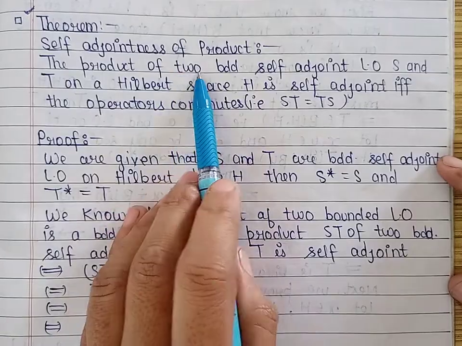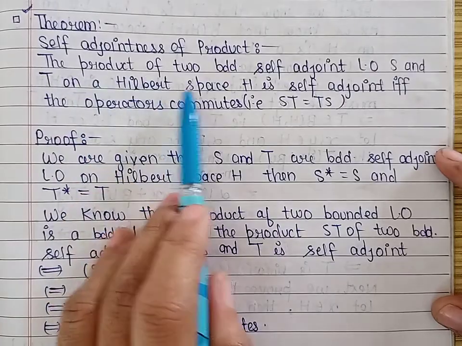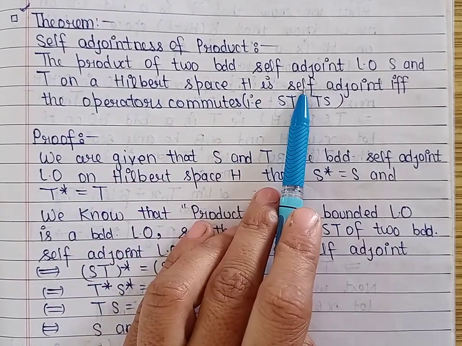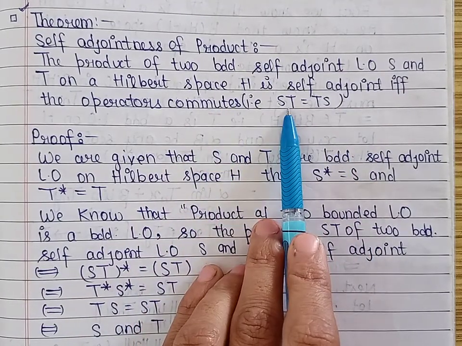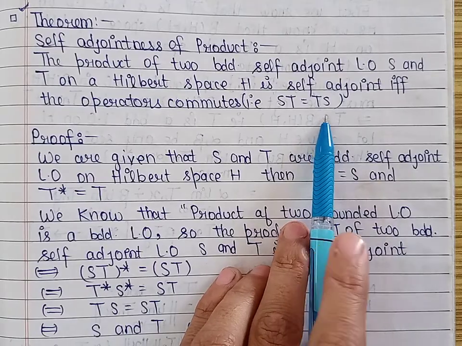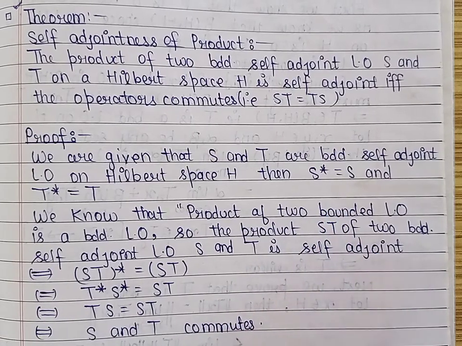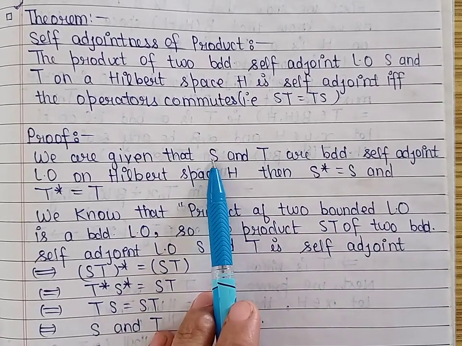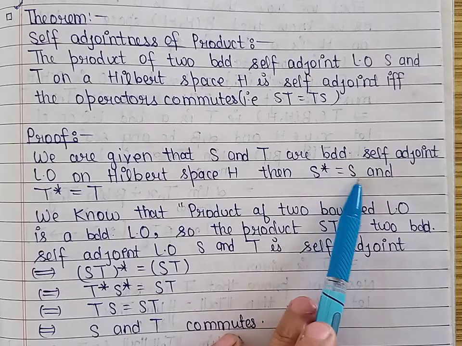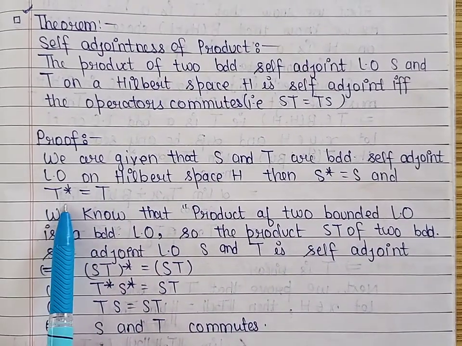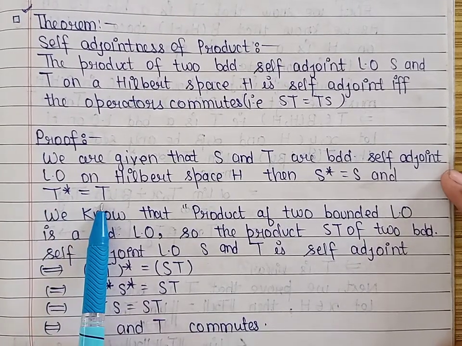So the product of two bounded self-adjoint linear operators S and T on a Hilbert space H is self-adjoint if and only if the operators commute, meaning ST is equal to TS. Because S and T are bounded, their product will also be a bounded linear operator. Also, S is self-adjoint, so its Hilbert adjoint operator S star will be identical to S. T is also self-adjoint, so the Hilbert adjoint operator of T, T star, is also T.